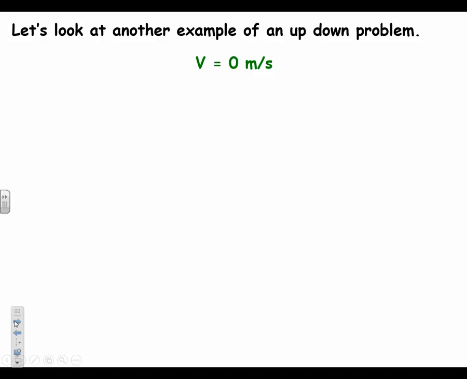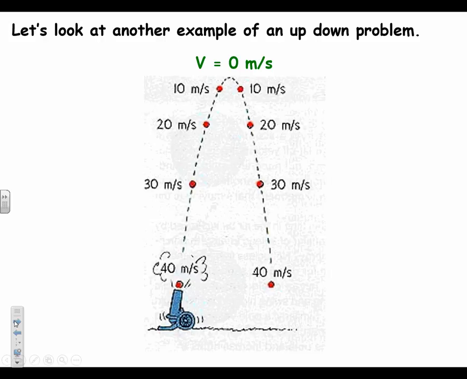Let's look at another example of an up-down problem. If we shoot this cannon off at 40 meters per second, then it goes up to 30, then it goes up to 20, then it goes up to 10. At the very top, its velocity is going to be 0. And then as it switches directions at the same location, it has the same amount of distance and the same amount of time to change its speed.